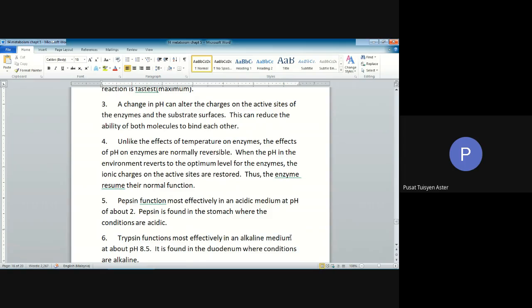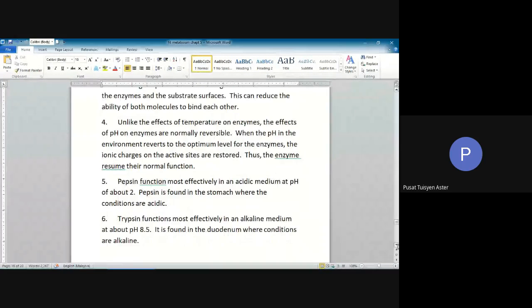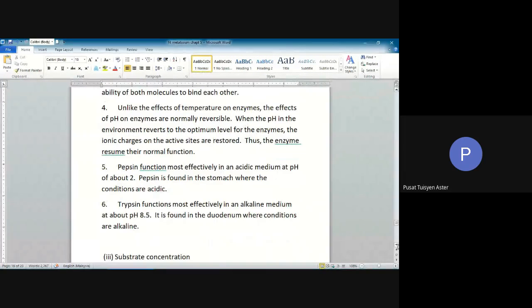So when the pH changes, it changes the charges at the active site. And the effect dia akan kurangkan ability, the keupayaan untuk dua molecule untuk bind to with each other. So unlike the effects of temperature on enzyme, the effect of pH on enzyme are normally reversible. Maksudnya, apabila pH yang acidic is introduced to the enzyme, the pH of the environment reverts to the optimum level for the enzyme. Okay, the ionic changes of the active sites are restored.